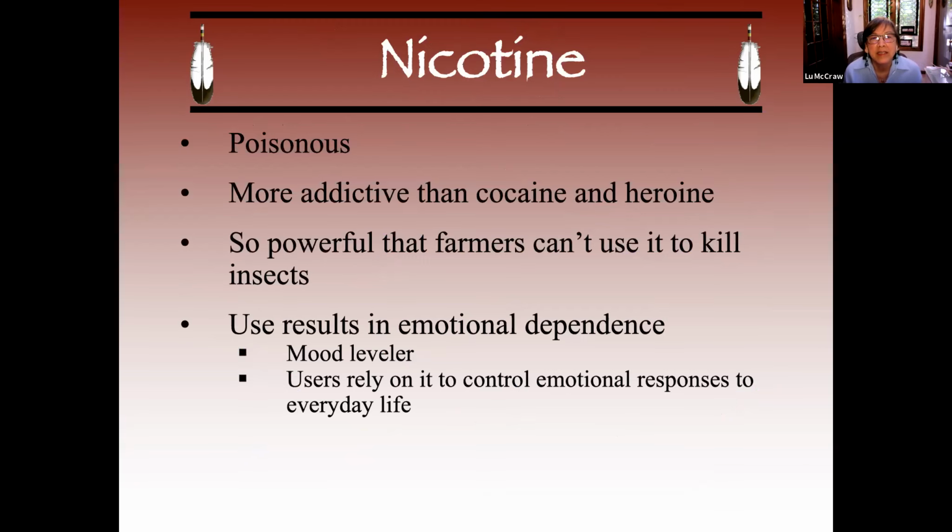Of course, we know nicotine is poisonous, addictive. They say it's more addictive than cocaine and heroin. So powerful that farmers use it to kill insects. And of course, we know it changes your mood. People think it makes you feel better. You know, they get nervous or stressed out, and I've got to have a cigarette. So anyway, users rely on it to control their emotional responses to everyday life.